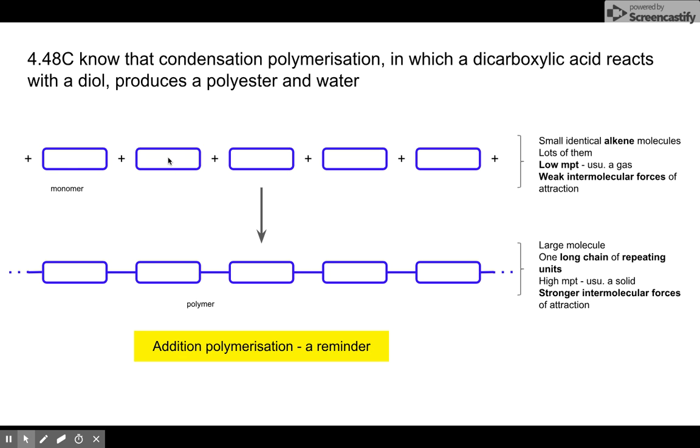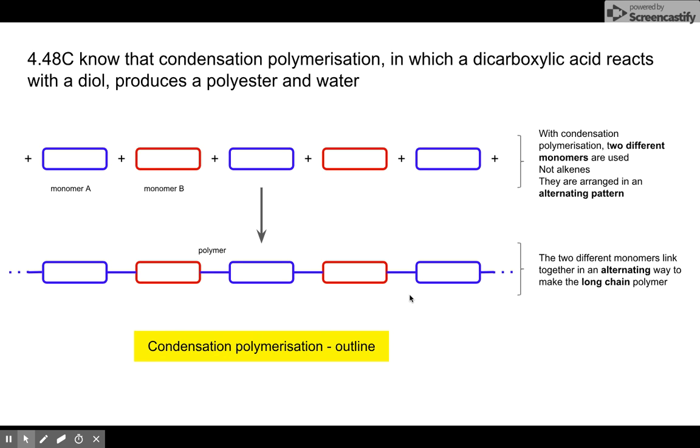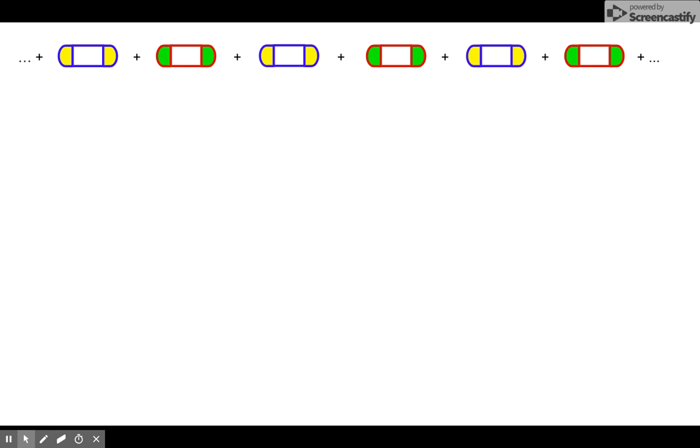We have a monomer that repeats. Usually it's an alkene, and when it bonds, it forms that long chain, which is a polymer, and the monomer is usually a small molecule alkene, and the large polymer is a much longer chain solid. This is how it works with condensation polymerization. We have two different monomers, and they're arranged in an alternating fashion, and when they react, they form an alternating chain. That's condensation polymerization.